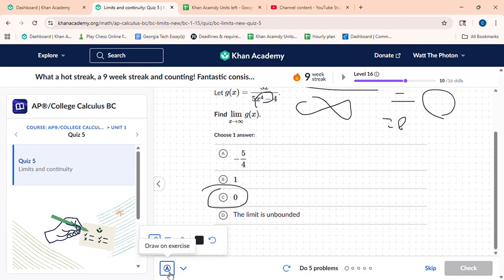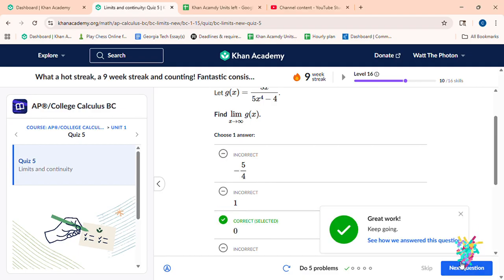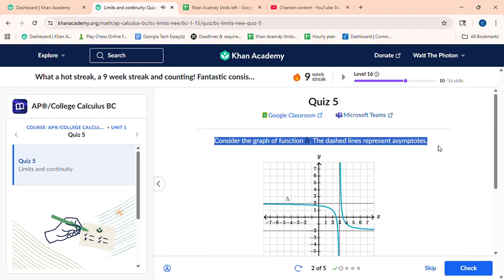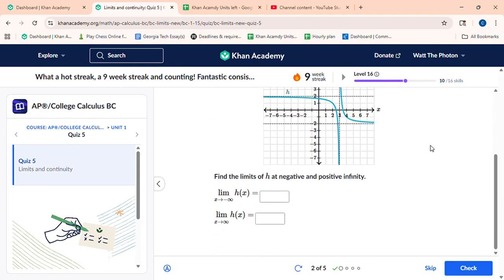So, put that. The graph of function x, the dashed lines represent asymptotes. Find the limits of each at negative and positive infinity.